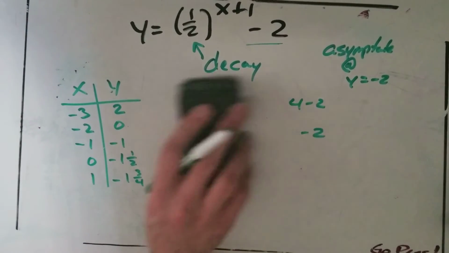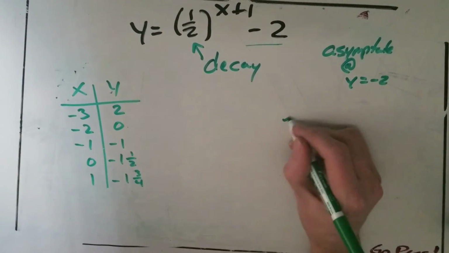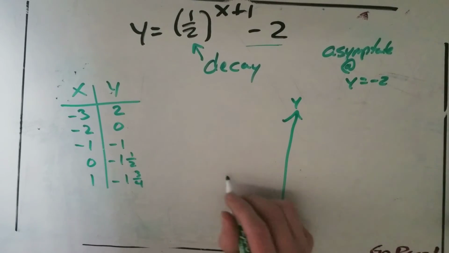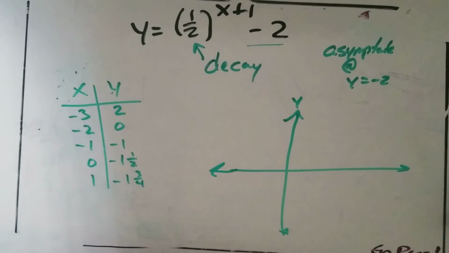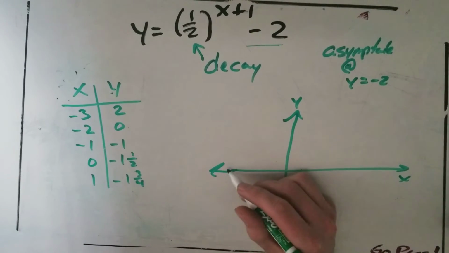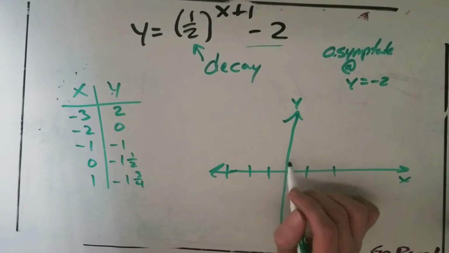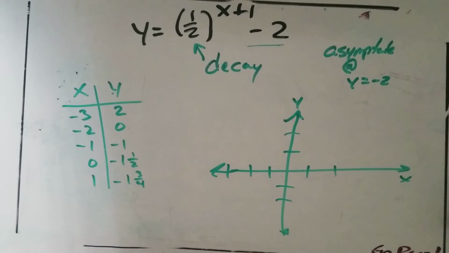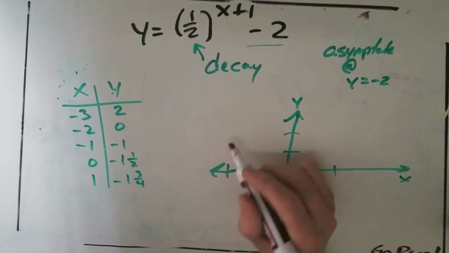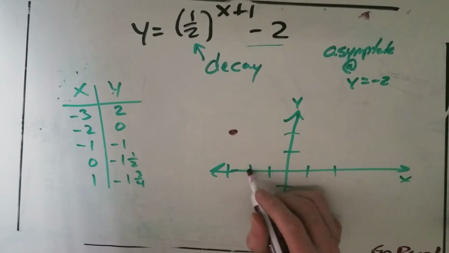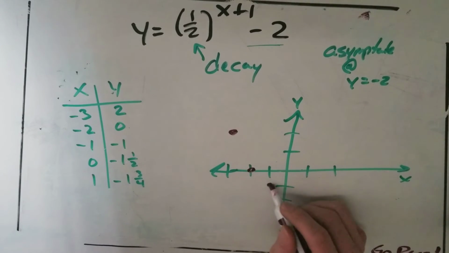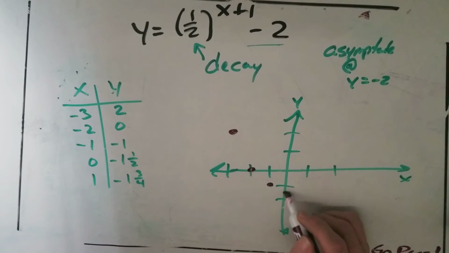So let's go ahead and graph. Let's make a nice coordinate plane. Here's our y and our x, and we're going -3, -2, -1, 0, 1, 2. And we'll go down 1, 2. There's our graph. So let's go in red here. -3, we're at +2. -2, we're at 0. -1, we're at -1. At 0, we're at -1.5. And at 1, we're at -1 3/4.